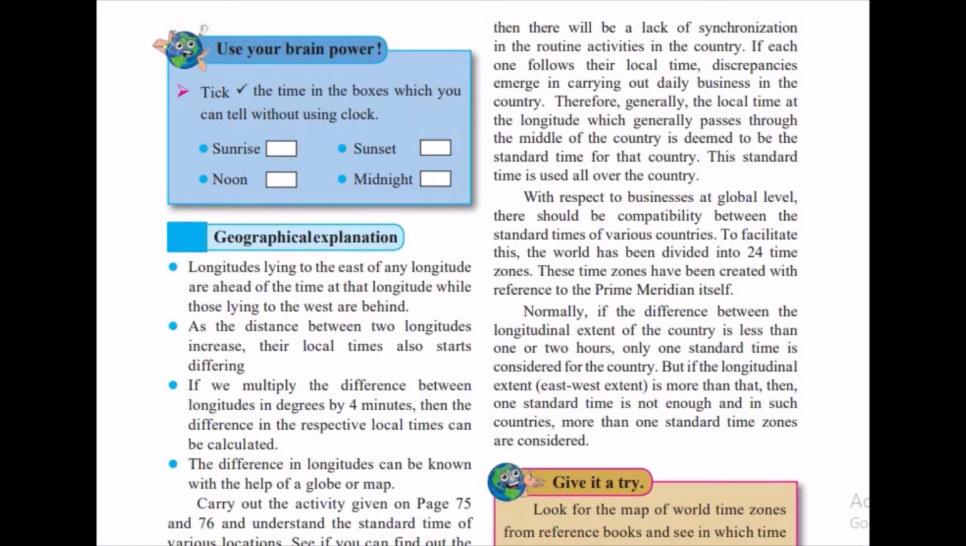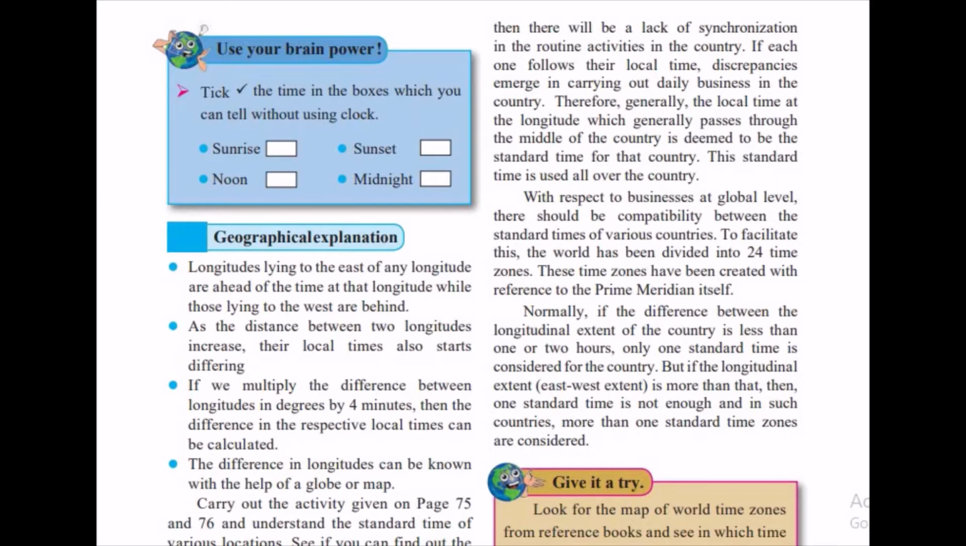Now, with respect to business at the global level, there should be some compatibility between the standard times of various countries. To facilitate this, the world has been divided into 24 time zones. These time zones are created with reference to the prime meridian itself. Normally, if the difference between the longitudinal extent of the country is less than 1 or 2 hours, only one standard time is considered for a country.